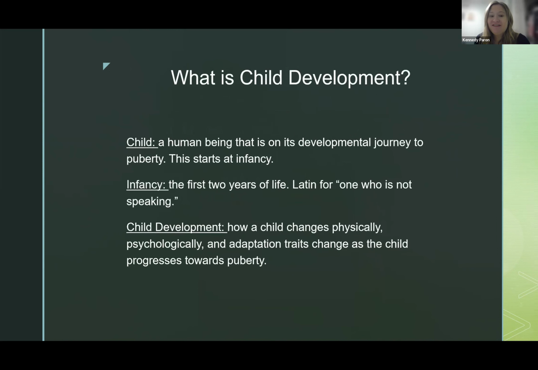So what is child development? First, we'll define a child. A child is a human being that is on its developmental journey to puberty. This starts in infancy. So what is infancy? This is the first 2 years of a child's life. It is also Latin for one who is not yet speaking. Finally, child development. This is how a child changes physically and psychologically, and develops adaptive traits as they change as a child progresses towards puberty.